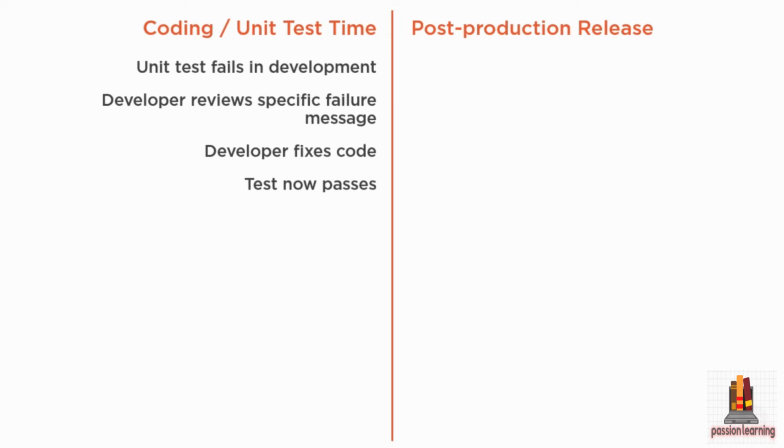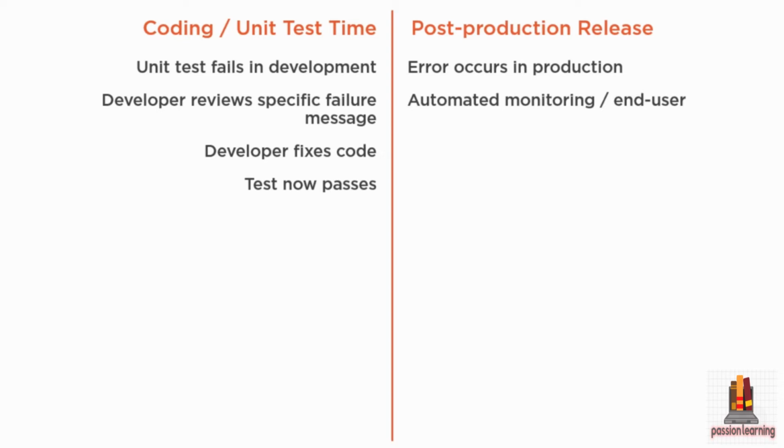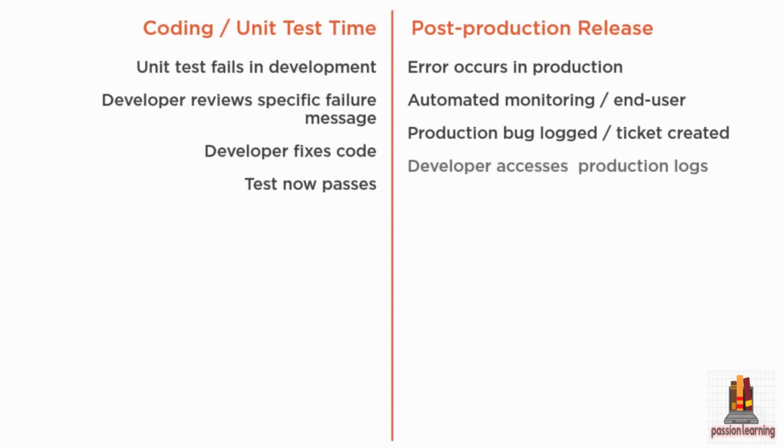However, if a defect is found in production, there can typically be a lot more involved to fix it. Here we have the error occurring in production, and this could be identified by some kind of automated monitoring or reported by an end user. The production bug is logged or a ticket created in some kind of bug tracking system.